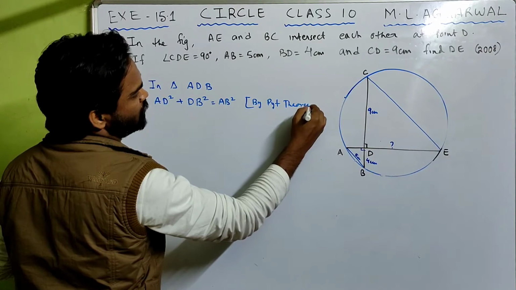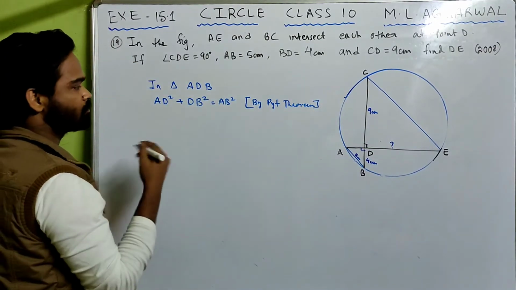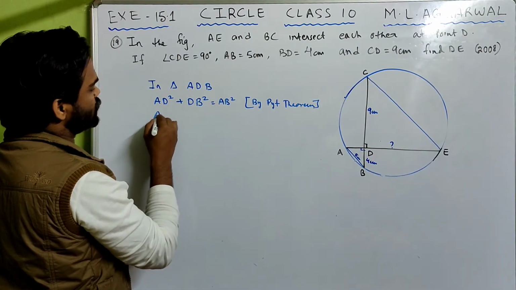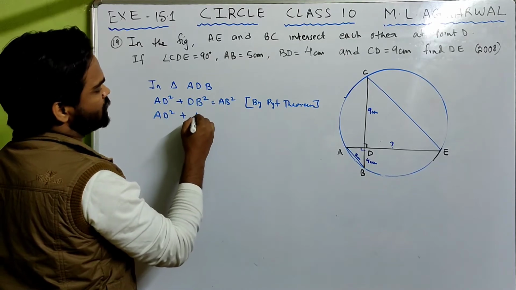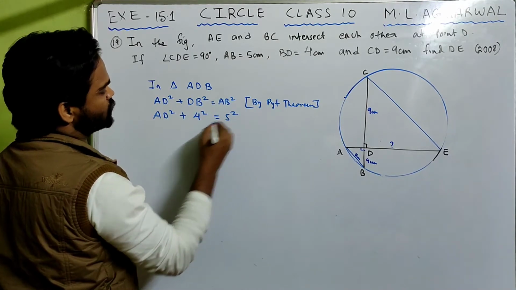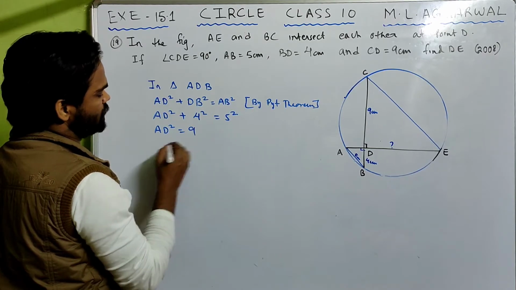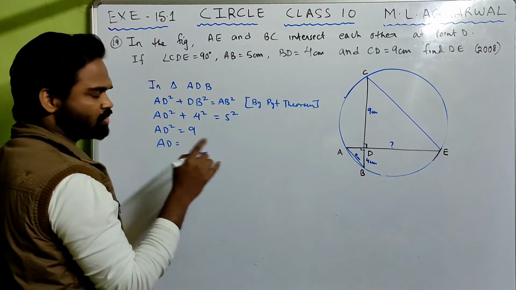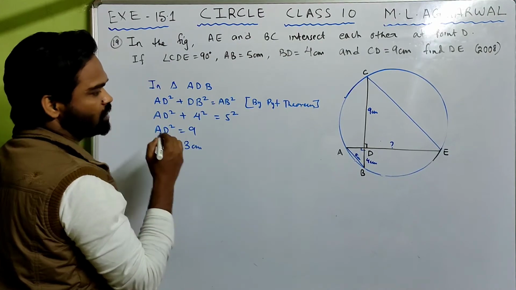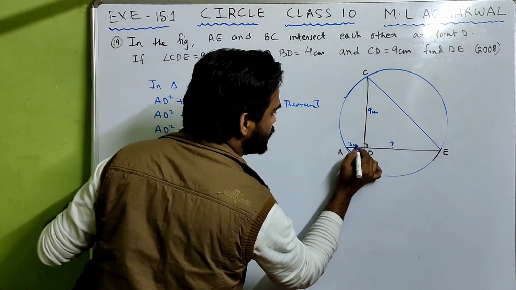You need to write this, okay? Which theorem you are using. So AD square we don't know. DB is 4, square is equal to 5 square. So AD square is 25 minus 16, that's 9. So AD will be plus minus 3, so we'll take 3 centimeter. This is 3 centimeter. Done.